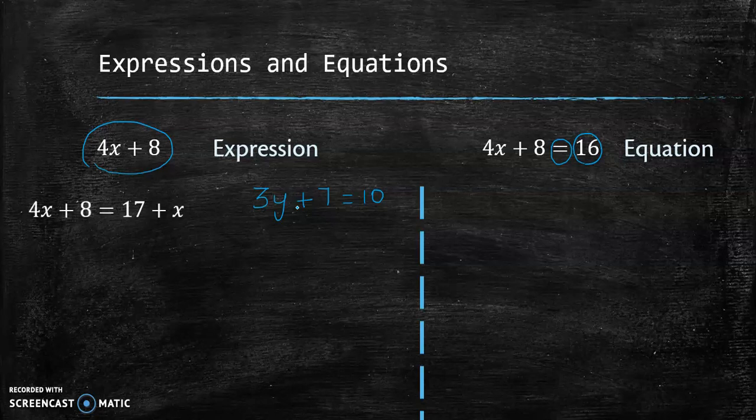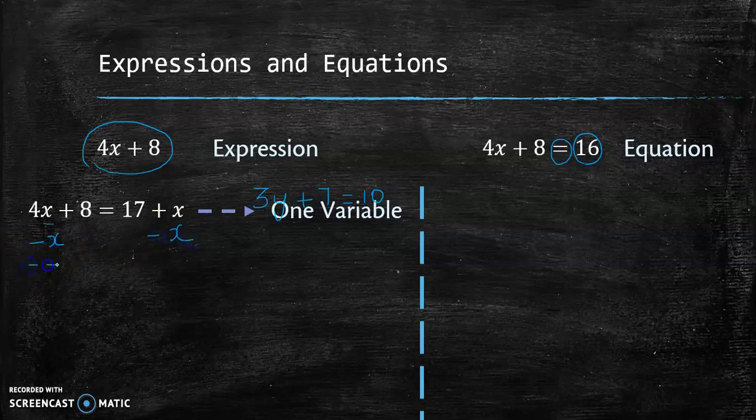Now let's try to solve an equation with one variable. So here you have an equation with one variable and the variable is x. 4x plus 8 equals 17 plus x. So you have x in both the sides, right? Here you have 4x and here you have x. So first try to remove the x from the right side. Here you have plus x, right? So what is the additive inverse of plus x? It's minus x. So we will do minus x on both the sides.